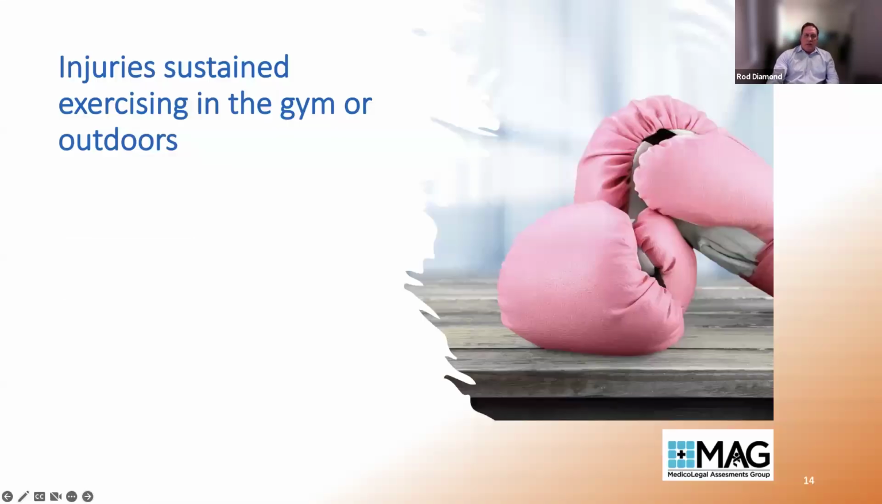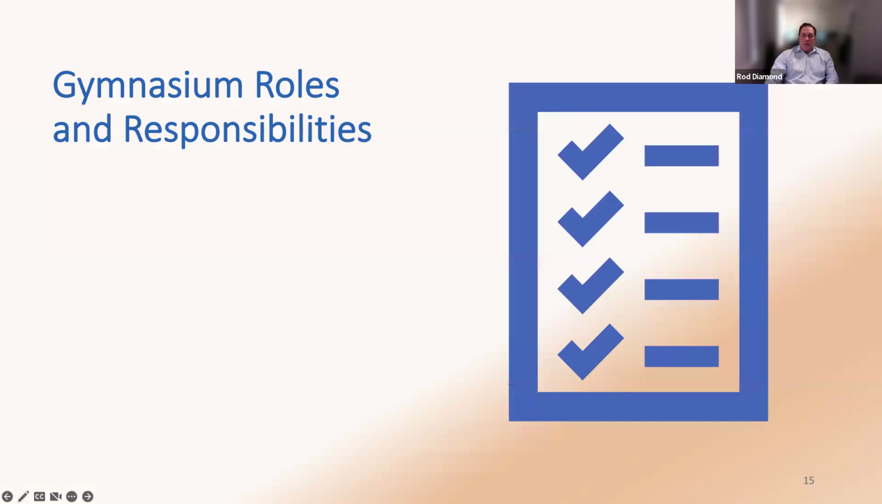We'll now go on and talk about injuries sustained exercising either in the gymnasium or outdoors. This could be either exercising alone or under the supervision of a trainer. In the gymnasium area, it could be a commercial gym, a school or a university gym, a sporting club, PCYC. And for the trainers, it could be a boxing trainer, personal trainer, a Pilates, or even a yoga instructor. So the responsibilities and roles of the gymnasium, we'll talk about that first.